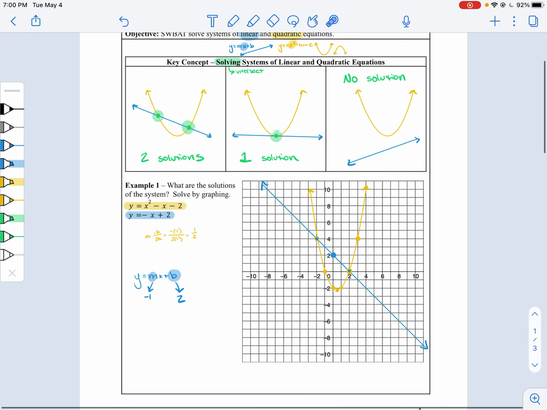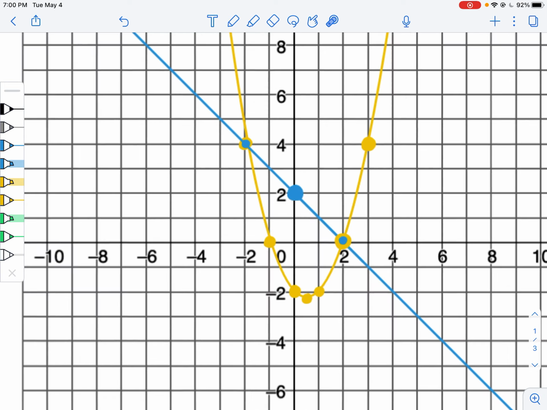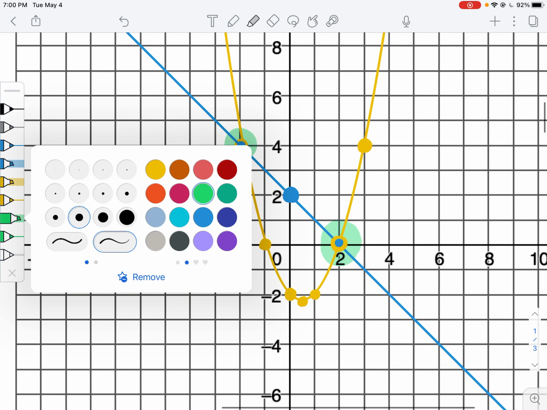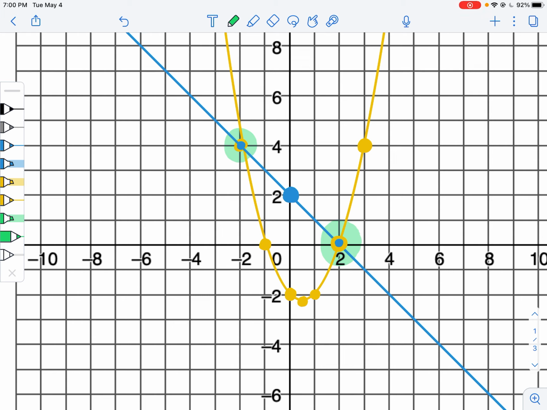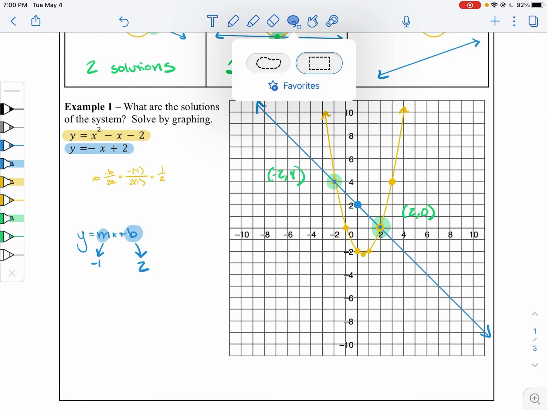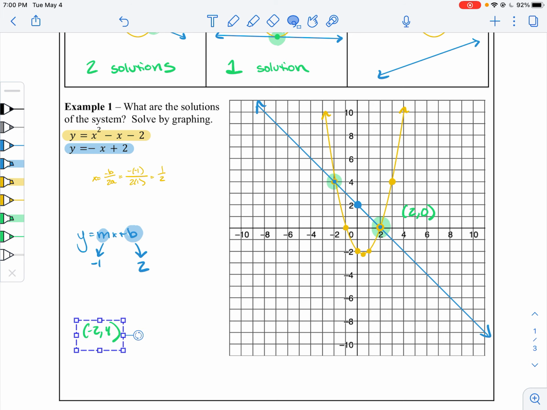Now remember that the solutions are where the graphs intersect. So there are 2 points here where they intersect. They intersect here, and they intersect there. So they intersect at the point, right here, -2, 4, and they intersect at the point over 2, up 0. That's kind of hard to see, so I'm going to move them. There. Boom, there you have it. So those are the solutions where they both intersect.